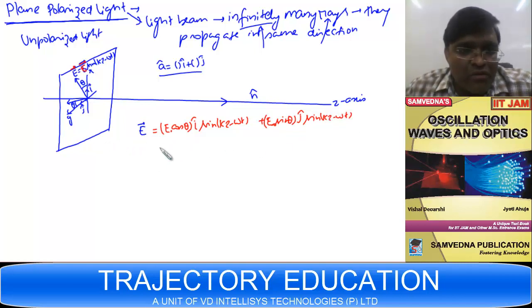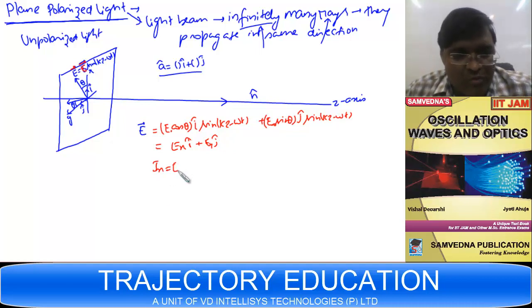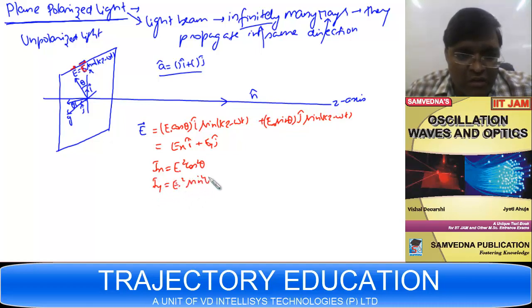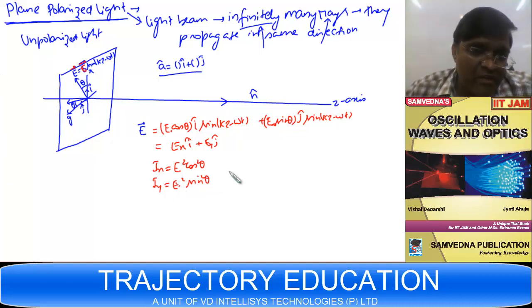Right. So in that case, what is the intensity of x vibration? This is nothing but E x i plus E y j. So what is the intensity of the x vibration? That's going to be E naught square cos square theta, whereas the intensity of the y vibration is E naught square sin square theta, right?